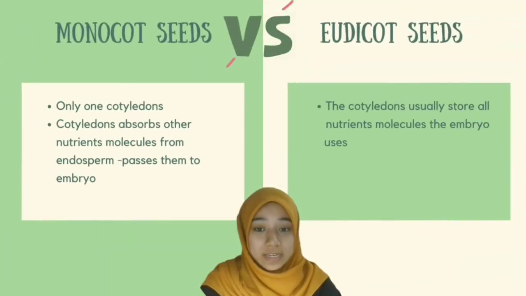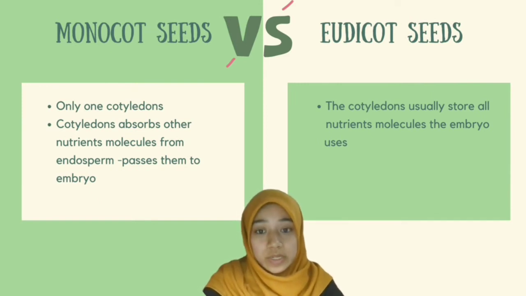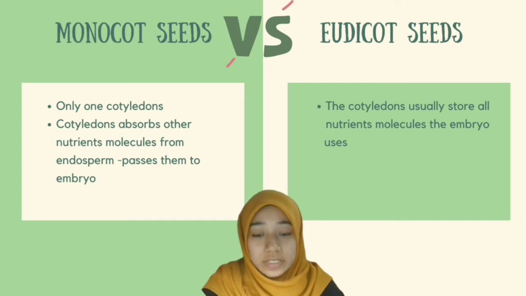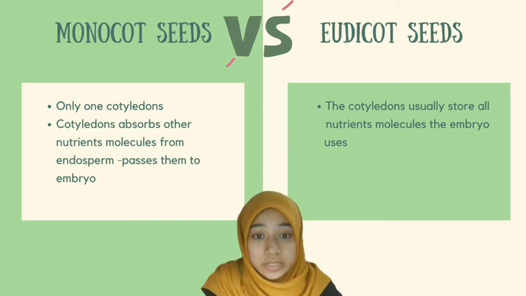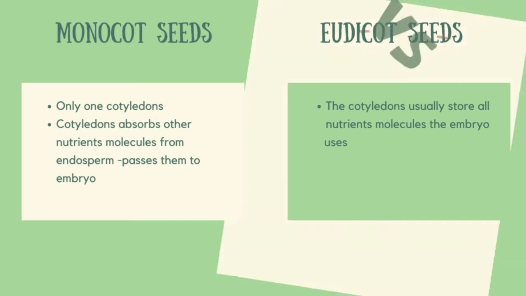Now let's take a look at the differences between monocots and eudicots. Monocots only have one cotyledon. The cotyledon absorbs nutrient molecules from the endosperm and passes them to the embryo. While in eudicots, the cotyledons usually store all the nutrient molecules the embryo uses.